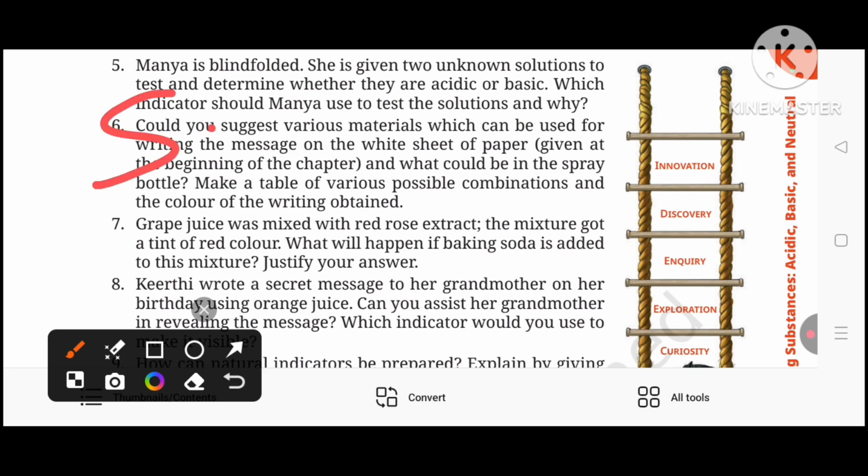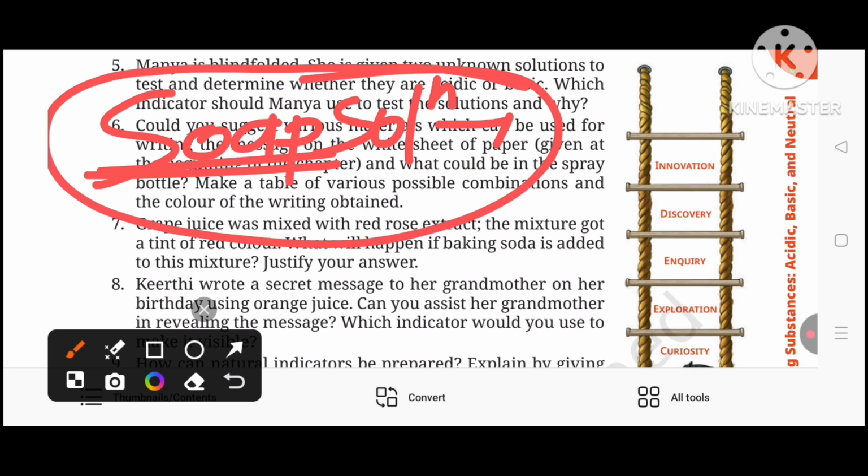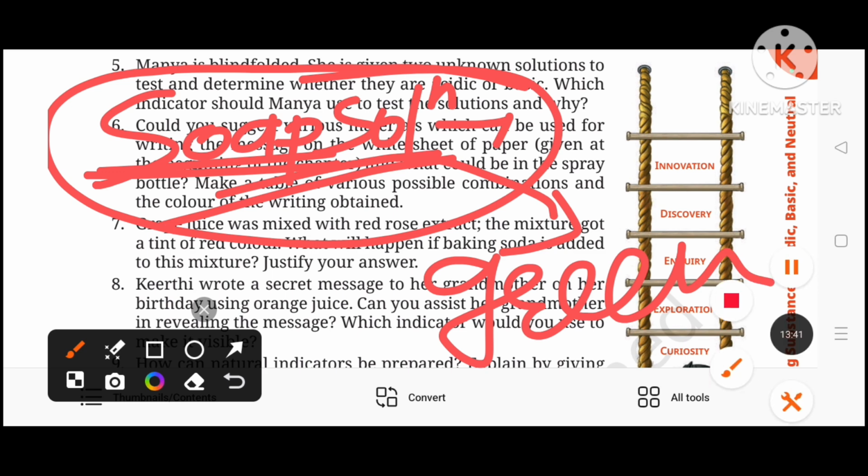The answer to this question is that if we write with the help of a soap solution on a white paper sheet and we spray a red rose extract on this white paper, then, as we know that the soap solution is basic in nature, after spraying the red rose extract on this white paper, the soap solution will get converted into a green color. So this one is a possible combination.